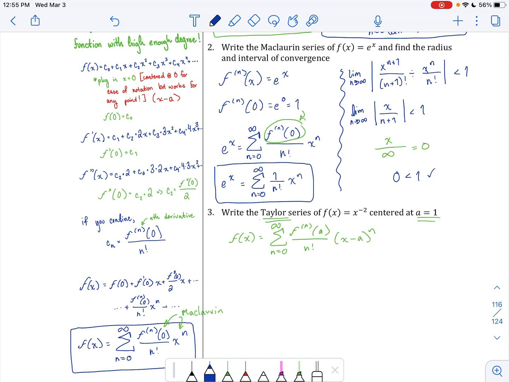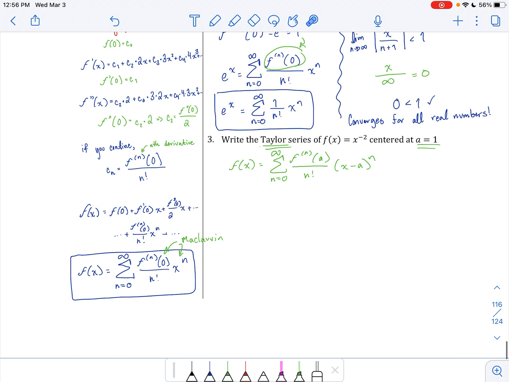So what that means is x doesn't actually matter. That means that this converges for all real numbers. x can be anything, and because that limit is always equal to 0, which is less than 1, it converges for all real numbers. So no matter what you plug in here, that series will still equal e to the x.